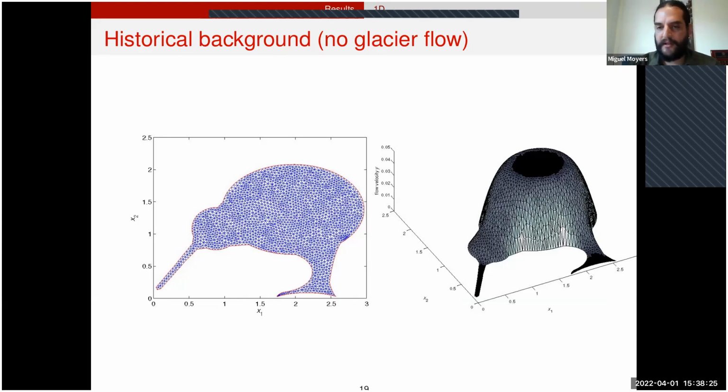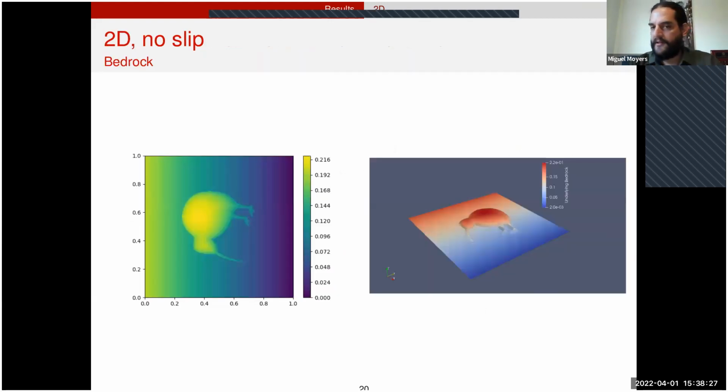So why don't I do a kiwi topography? So she has a topography. So her bedrock is a hill with a shape of a kiwi. I should say that she has no slip. So this is the topography that she wants to recover. So everything here is flat, and in the middle of the domain, she has a small hill with the shape of a kiwi.